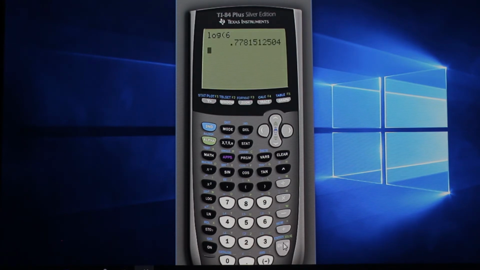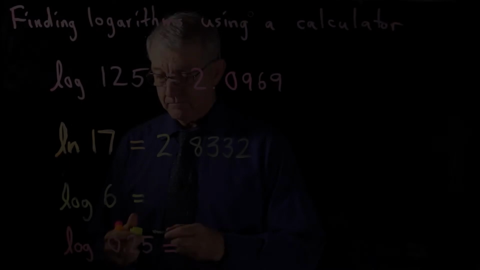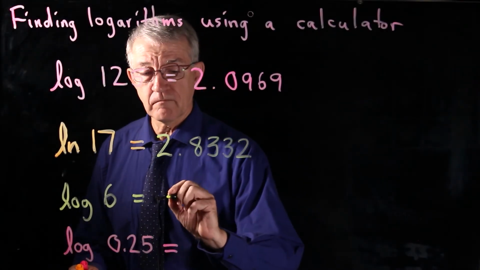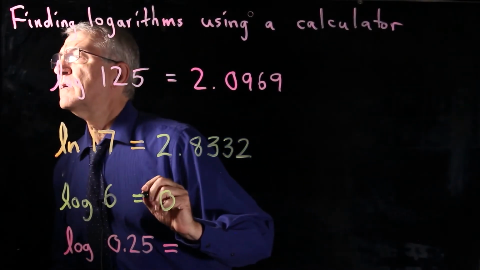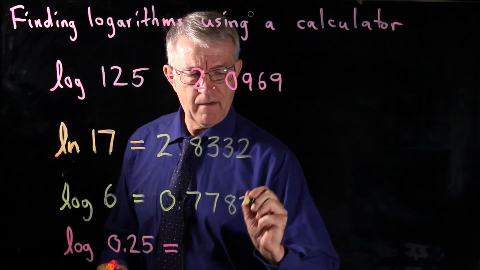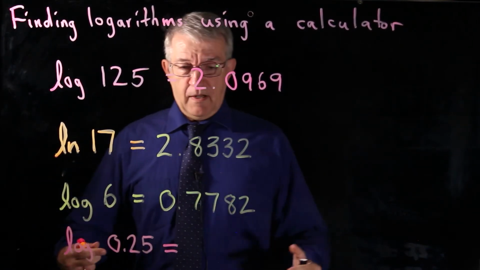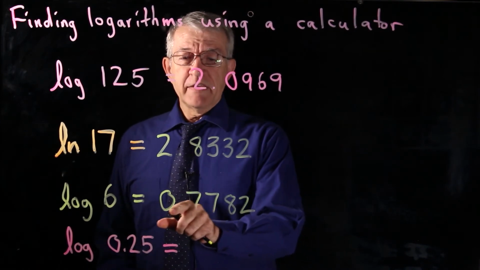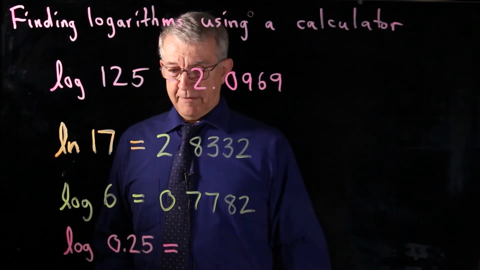It turns out to be 0.778151250, and we won't use all those digits. And as predicted, our value was a little less than 1.